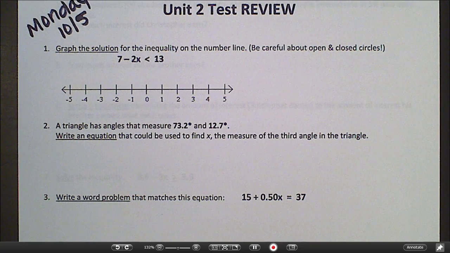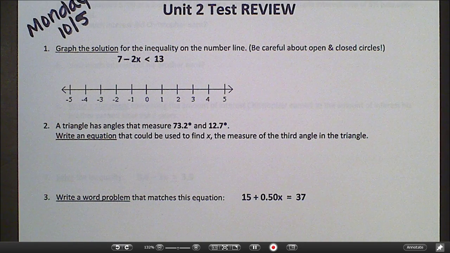So number 1 says, graph the solution for the inequality on the number line. Be careful about open and closed circles. So remember that a closed circle means that we are including that number. So we only use a closed circle if we have greater than or equal to or less than or equal to, and then an open circle is if we don't have an equal to, so greater than or less than.